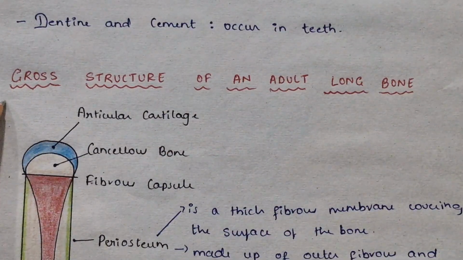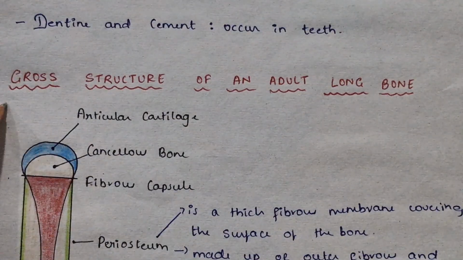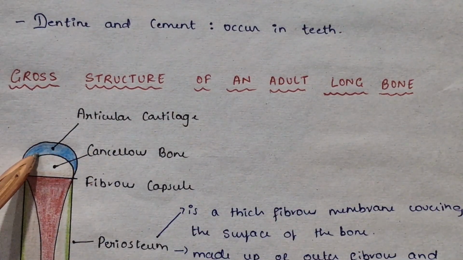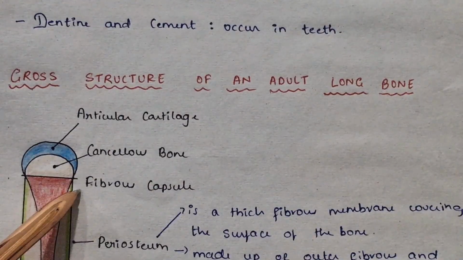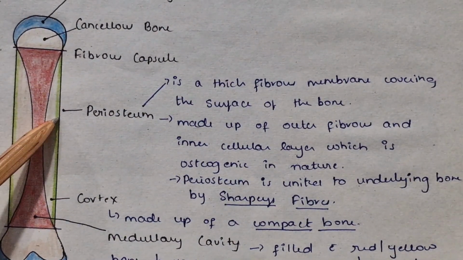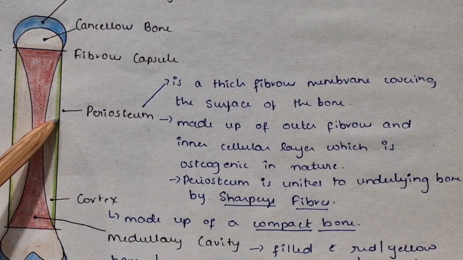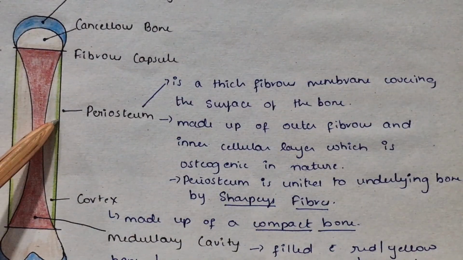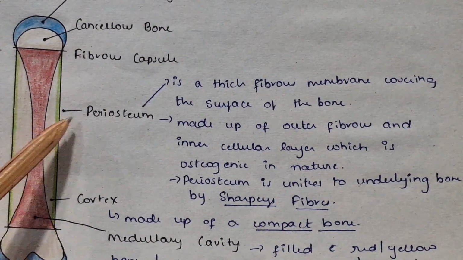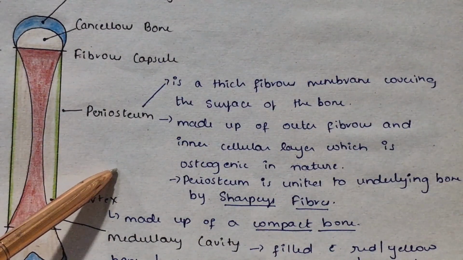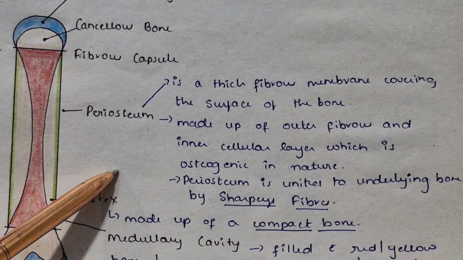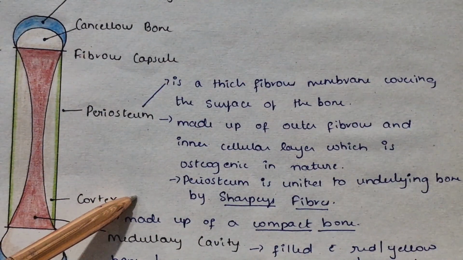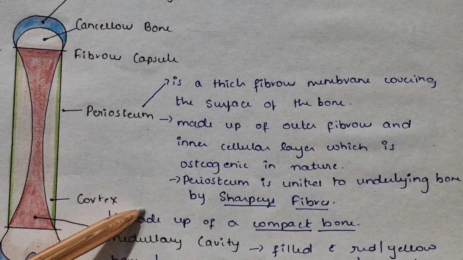Let's see the gross structure of an adult long bone. We have the articular cartilage, the cancellous bone, the fibrous capsule, the periosteum, which is a thick fibrous membrane covering the surface of the bone, which is made up of an outer fibrous and an inner cellular layer, which is osteogenic in nature. The periosteum is united to the underlying bone by Sharpey's fibers.